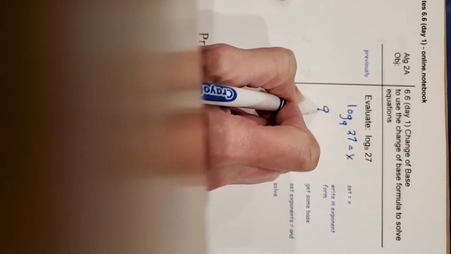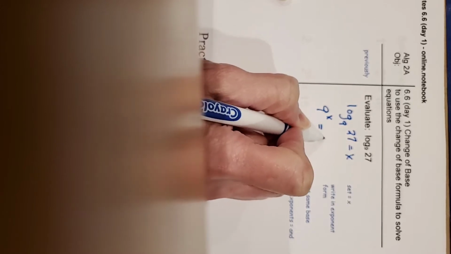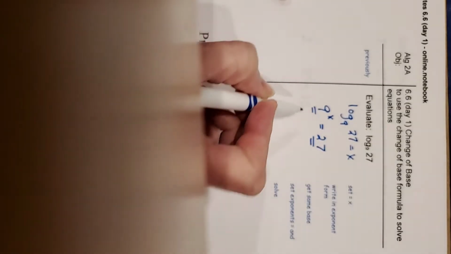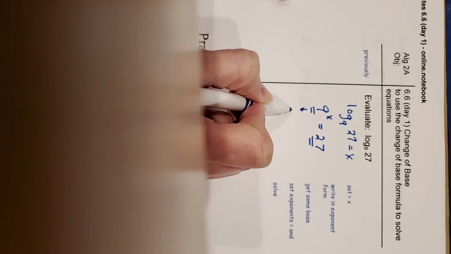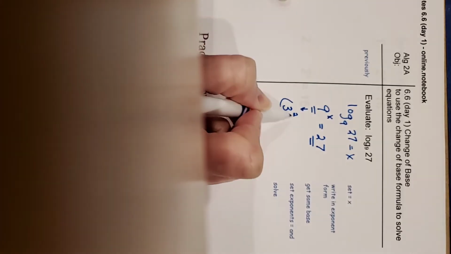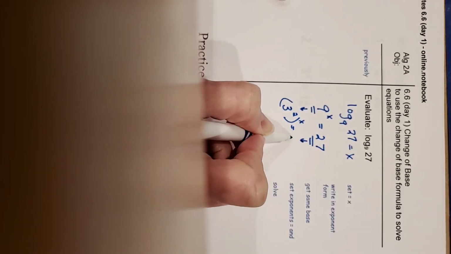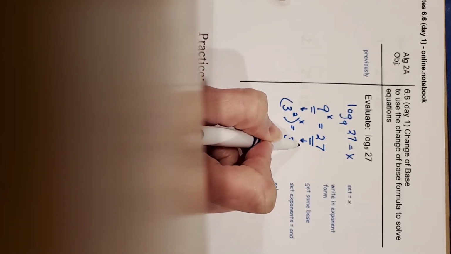Then we would put it in exponential form. So I would have 9 to the x power equals 27. Then we try to get the same bases. I can convert both of those to using a base of 3. 9 is 3 squared. Bring down times the x. And 27 becomes 3 to the third power.